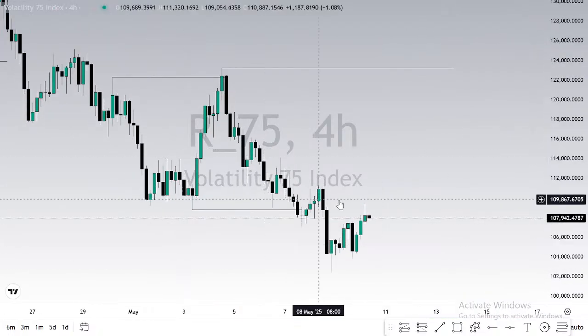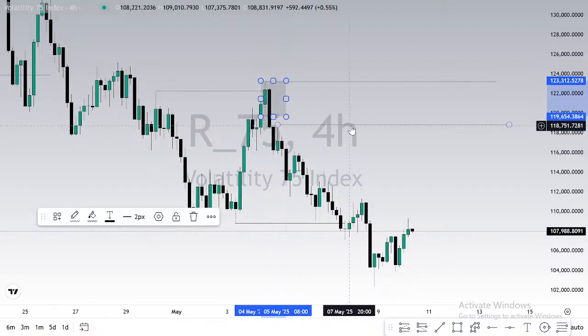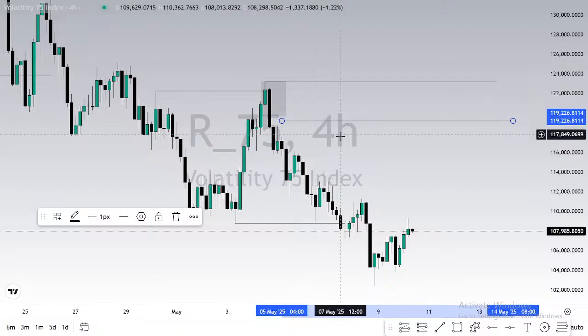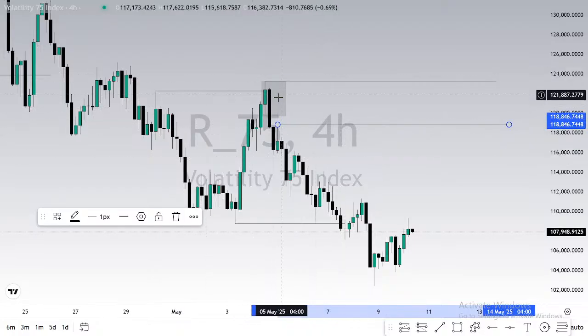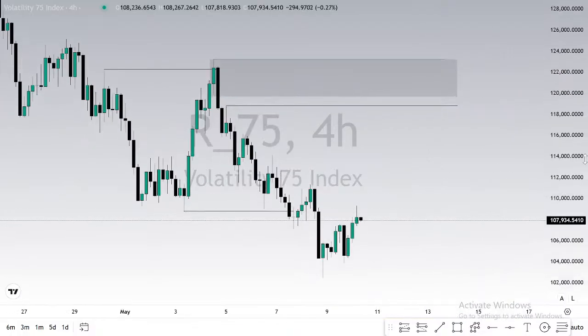So since this is the last break of structure, I'm going to be marking out my inducement, the possible inducement I am expecting market to take, which is this high. I am expecting market to take this high as the possible inducement. Then this is my perfect PO high for 4 hours time frame.